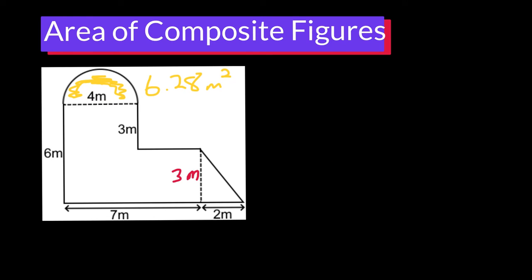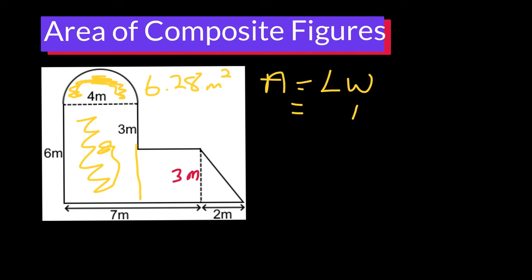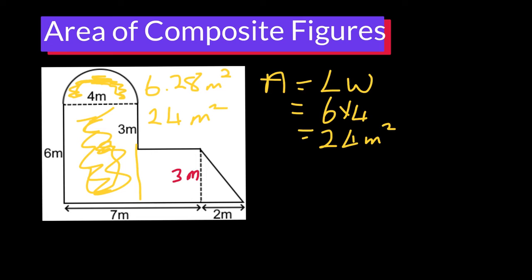So now let's find the area of this rectangle. We know that the formula for area of a rectangle is area equals length times width, or base times height. And the width is equal to 4 meters and the length is equal to 6. So the area is 24 square meters. And again, I'm going to write this over here and save it for later.